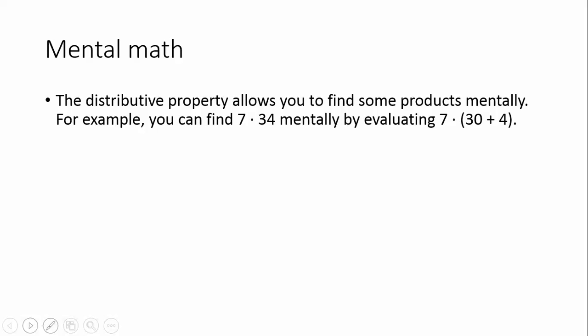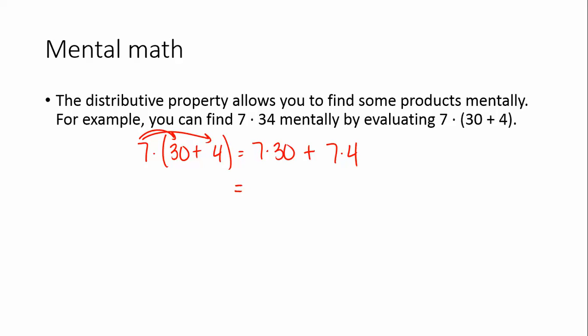The distributive property can also help us with mental math. So, we can find some products mentally. For example, you may not know what 7 times 34 is right away off the top of your head, but you could evaluate 7 times 30 plus 4. So we can split up the 34 into 30 plus 4. This will give us 7 times 30 plus 7 times 4. And most of you could know these on your own. 7 times 30 is 210, and 7 times 4 is 28. So when we add those, we get 238.